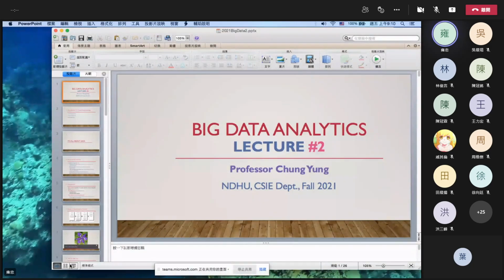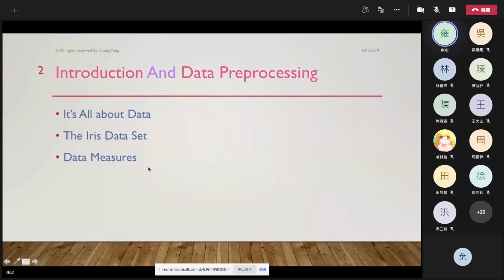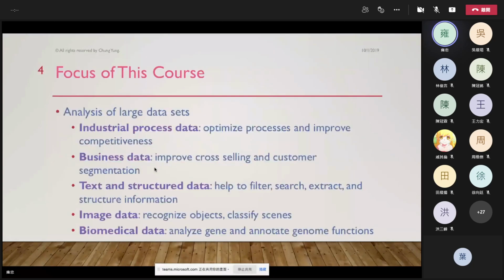Okay, today we are going through lecture note number 2. Today's lecture actually covers the first 2 chapters in our textbook. It's all about data. The focus of this course is on analysis. The keyword is large data set.